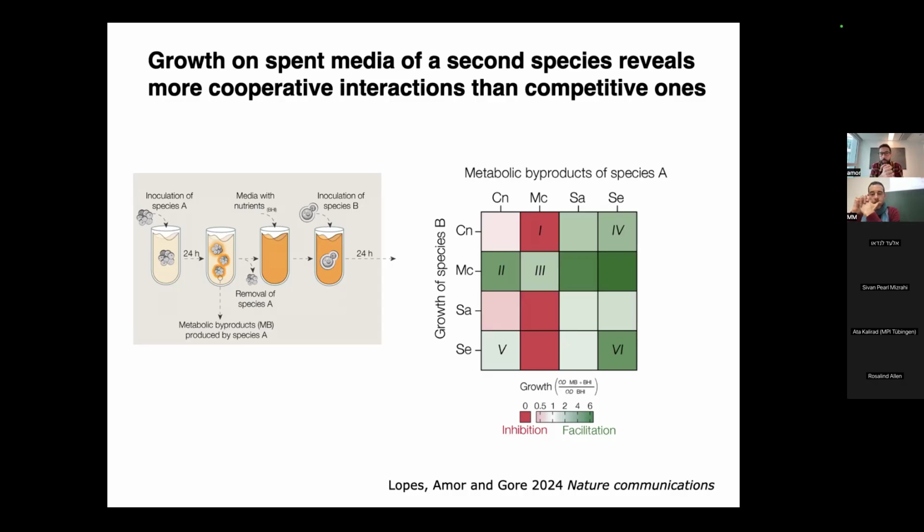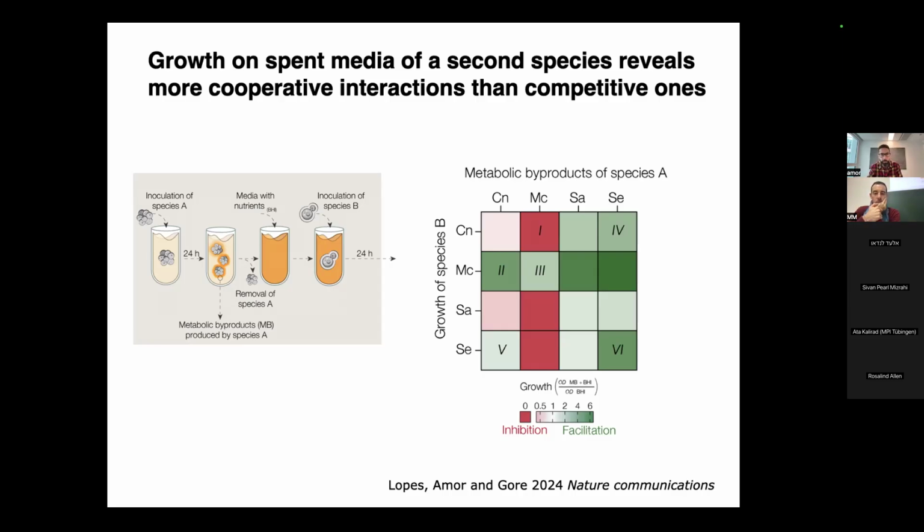But this is not true, for example, in the second row, in the case of Moraxella. Moraxella, if growing in the secretions of any other microbe, including itself, grows better than if it grows in fresh medium. Okay? So we saw different cooperative interactions out of this experiment, but also three cases of self-facilitation, which means that the species is also modifying the environment in a way that promotes its own growth.